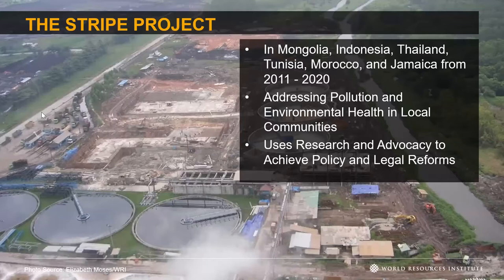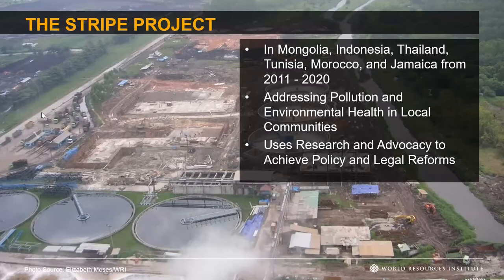In partnership with a large coalition of civil society partners in the countries listed on the screen, STRIPE really focuses on empowering local communities and civil society to use their right to information and participation to understand and engage in pollution decision-making at both the local and national level.